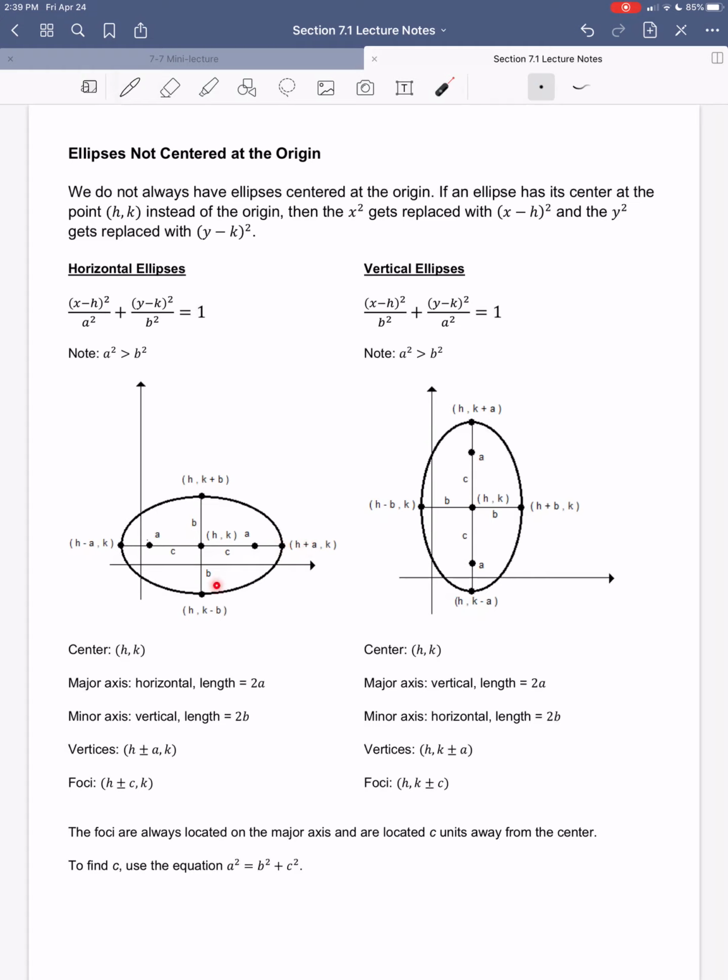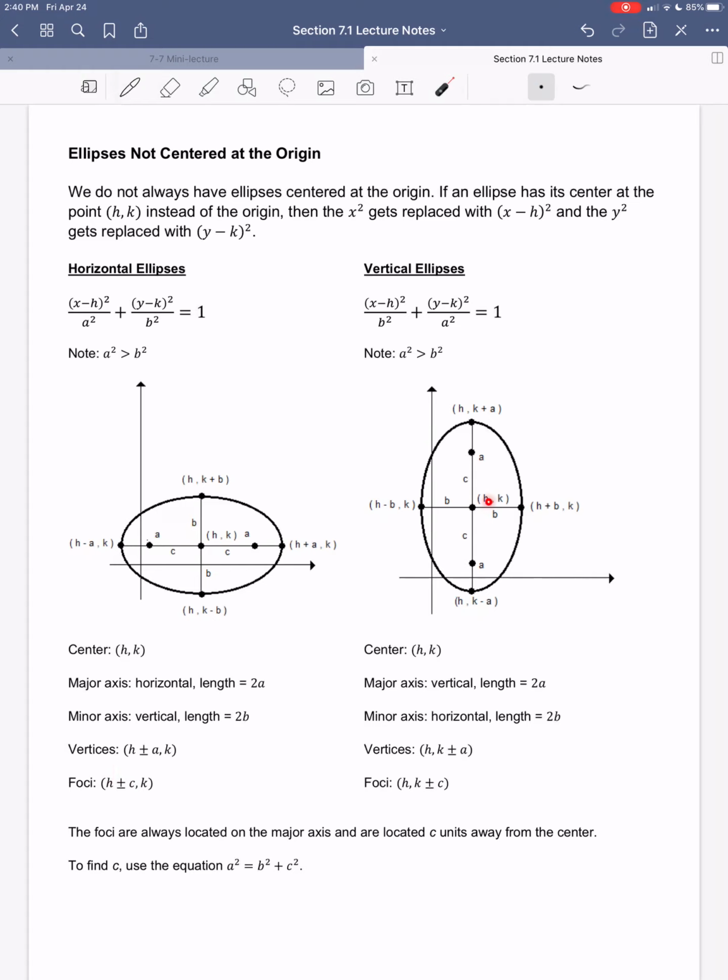To get these points here, I'm going up or down, so the x coordinate stays the same and the y coordinate changes. If I go down, I subtract. If I go up, I add. So the center's at (h, k). I still have my major and minor axis. They have lengths 2a and 2b, right? 2a is all the way across here, 2b is all the way across here. The vertices, I start at h and I either go a to the right or a to the left. For the foci, I again just move left or right, so only the x coordinate changes. The y coordinate stays the same.